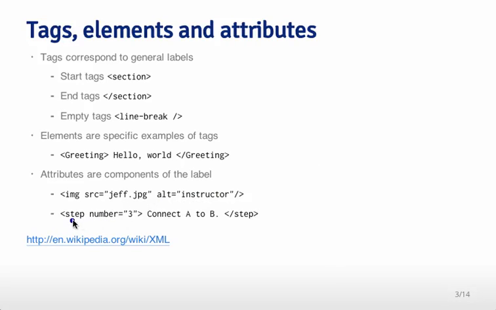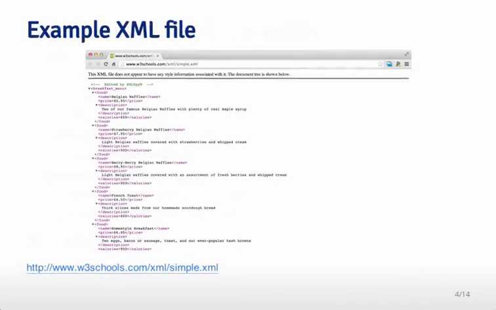Another example: suppose you have a step tag, and you might have multiple steps. Step number 1 might be tagged with number equals 1, and then 2, and then this is number 3, step 3. And then, of course, it ends with an end tag, just like before. If you want to know a lot more about XML, and it's probably a good idea before doing more with this lecture, you can see the Wikipedia entry on XML, which is quite comprehensive and nice.